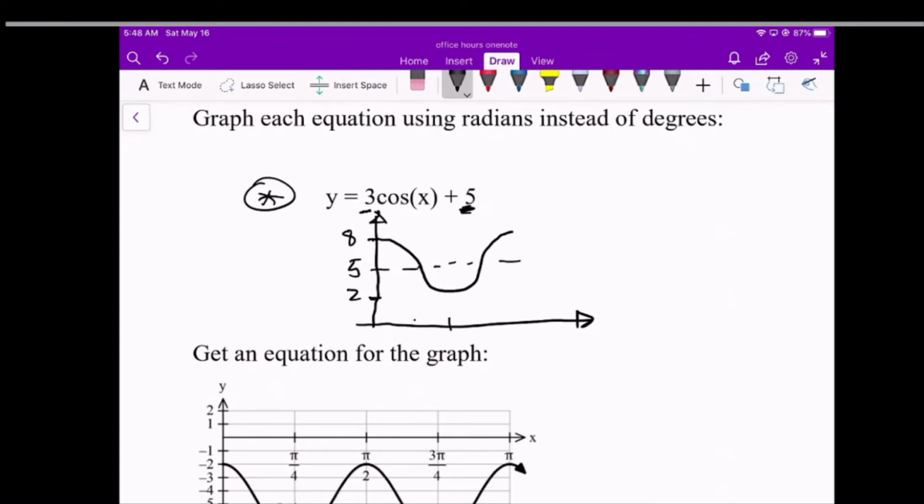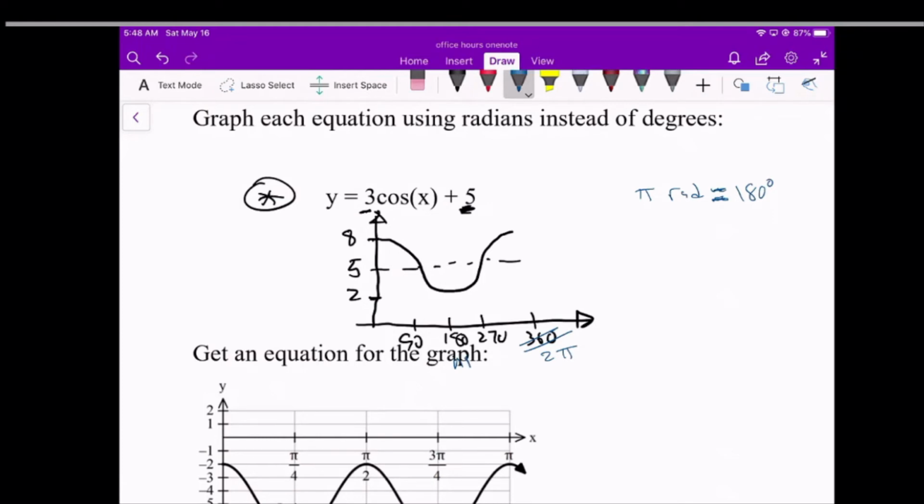Normally, I would just label these key spots 90, 180, 270, 360, but it told me to use radians. So instead of 360, remember pi radians is exactly 180 degrees. So instead of 360, that's 2 pi.